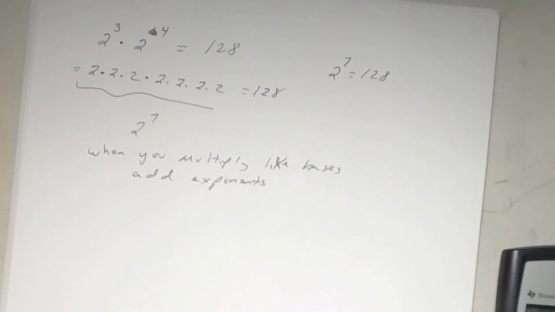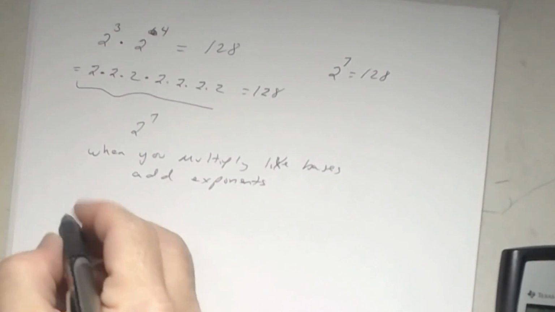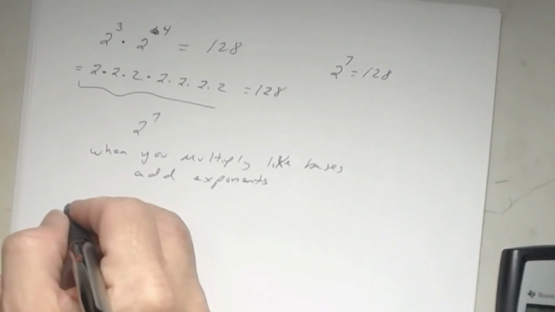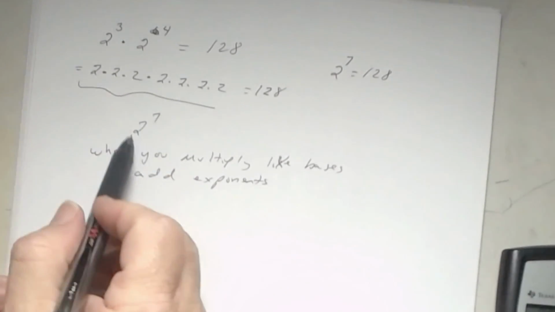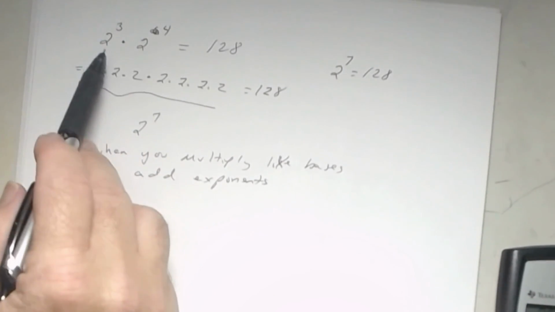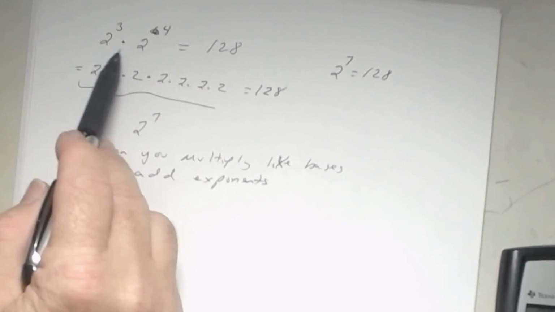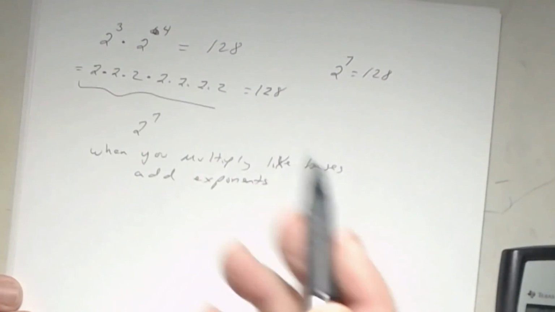All right, so the rule is going to kind of look like this. And this is called the product rule. Notice why it's called the product. Because what am I doing to these two, 2 to the third and 2 to the fourth? What am I doing to them? Multiply them. So it's called the product rule.